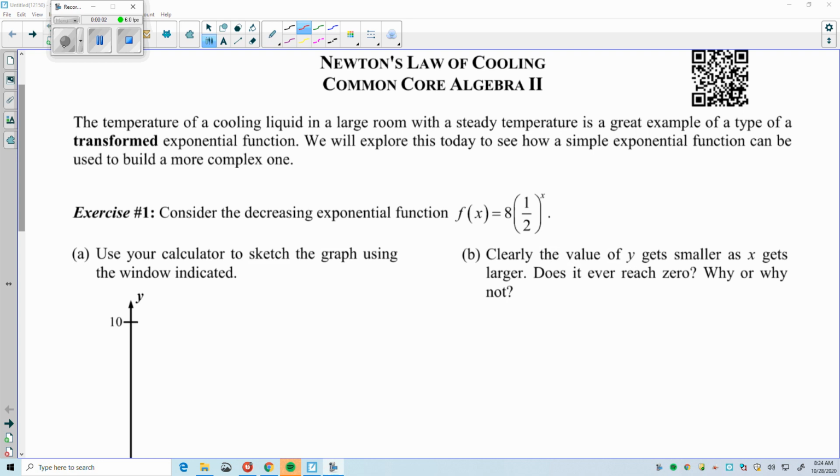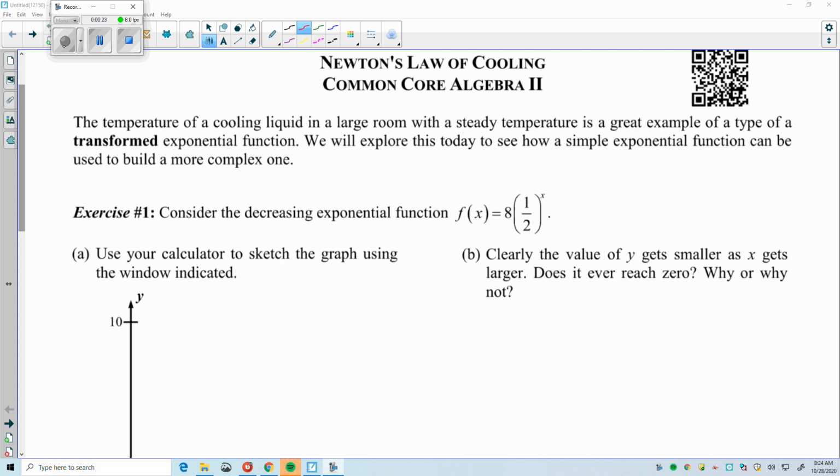Today we're going to take a look at Newton's law of cooling, and this will be more of an application problem involving both exponential functions and logs. So the temperature of a cooling liquid in a large room with a steady temperature is just going to be a great example of a transformed exponential function.